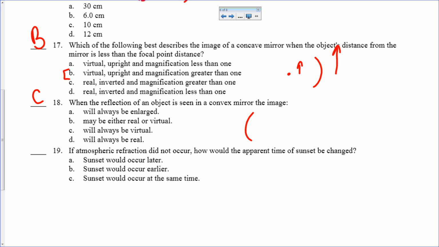For 18: when the reflection of the object is seen in a convex mirror, the image will always be virtual. This is a mirror like this. The image is always virtual, upright, and smaller. I was just asking about virtual or real.